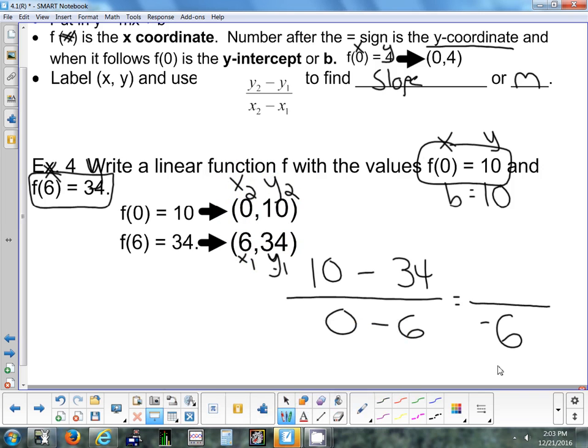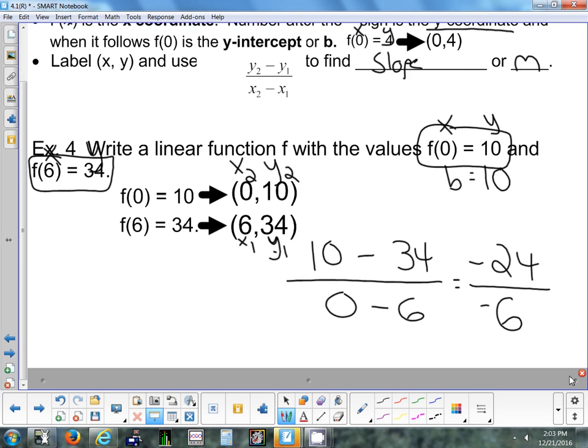Antonio, is my answer going to be positive or negative on the top? It's going to be negative. Negative, right? How come? Because 10's a lot smaller. Exactly, good. It's going to be negative. We got the negative sign there. Now let's just read it this way. 34 minus 10 is what, Antonio? 24.